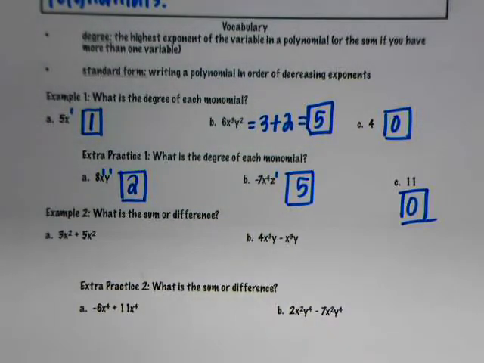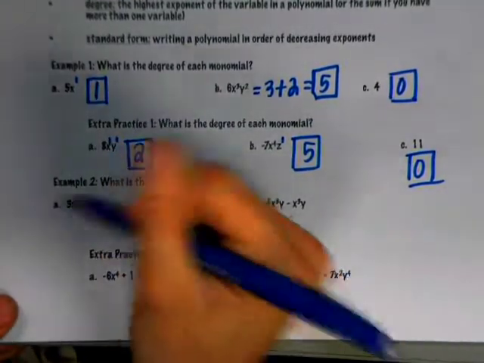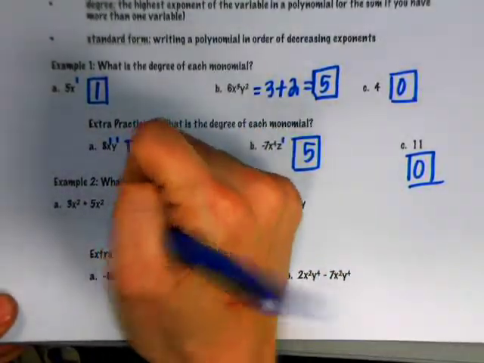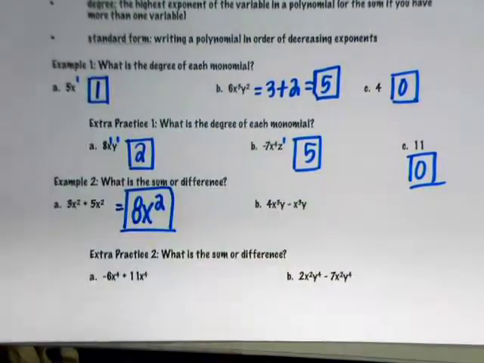Yep. Okay, so now moving on to some that are different, just adding or subtracting 2 things together. So remember, they have to be like terms, and you keep the same variable part. Okay. So for A, 3x squared plus 5x squared, just add the 3 and the 5. Yeah, 8, so 8x squared. Good.